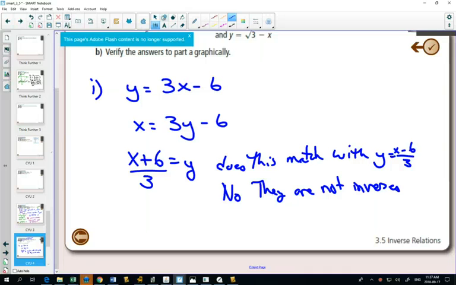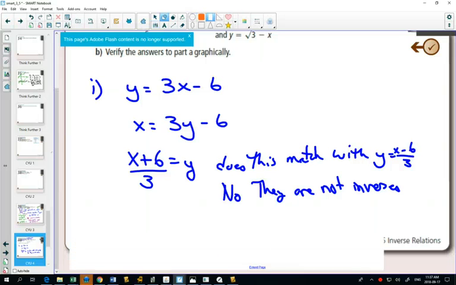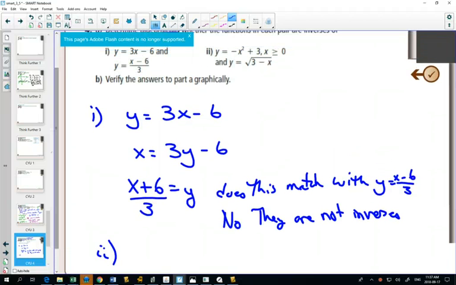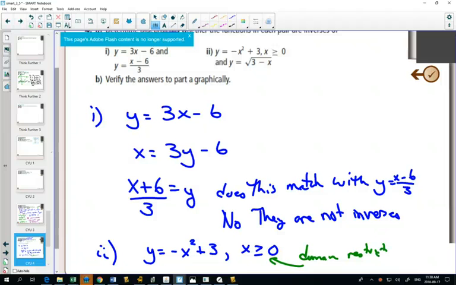In the second one, there is a restriction in the domain in the first part. So they give us this equation, negative x squared plus 3, and then there's a comma and it says x bigger than or equal to 0. So this is a domain restriction. It means that we are not looking at the entire graph. We're only looking at the part of the graph when x is bigger than or equal to 0.